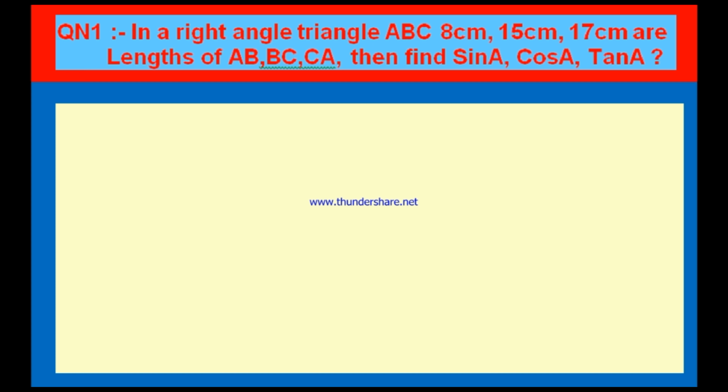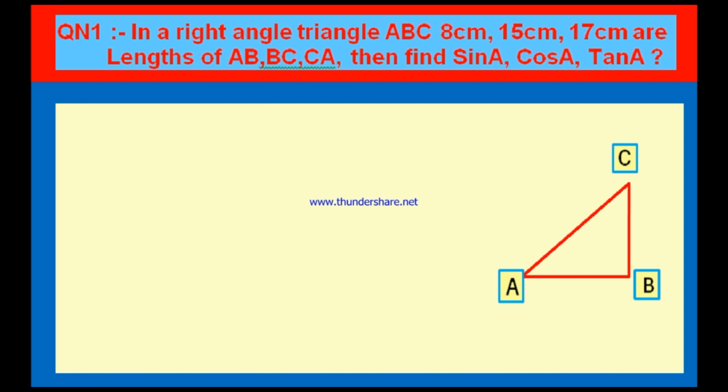I shall repeat. In a right angle triangle ABC, 8 centimeters, 15 centimeters and 17 centimeters are lengths of the sides AB, BC and CA. Then find sin A, cos A and tan A. Now, in order to solve this question, first of all, let us draw a triangle diagram.